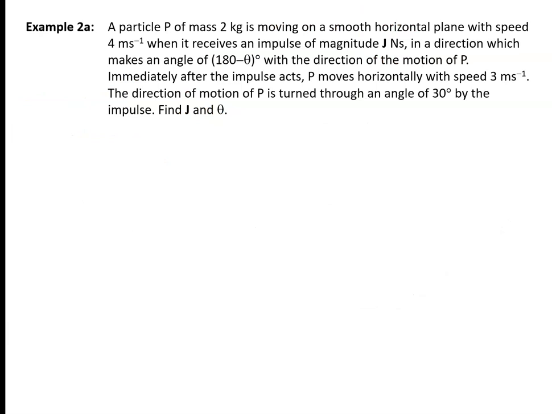Moving on to a second example, we have a particle P of mass 2 kilograms moving on a smooth horizontal plane with speed 4 meters per second when it receives an impulse of magnitude J Newton seconds in a direction which makes an angle of 180 minus theta with the direction of the motion of P. Immediately after the impulse acts, P moves horizontally with speed 3 meters per second. The direction of motion of P is turned through an angle of 30 degrees by the impulse. We've got to find J and theta.